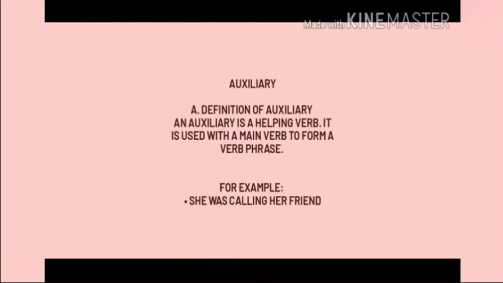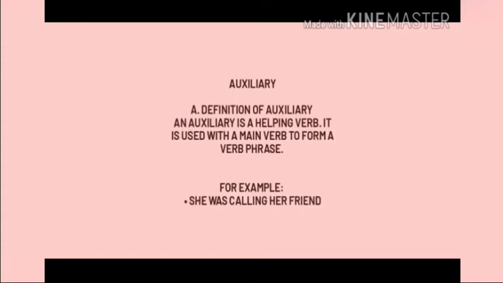I am Aulia. I will explain about auxiliary. Definition of auxiliary. An auxiliary is a helping verb. It is used with a main verb to form a verb class. For example, she was calling her friend. Here the word calling is the main verb and the word was is an auxiliary verb.